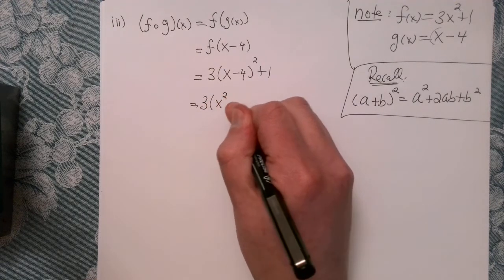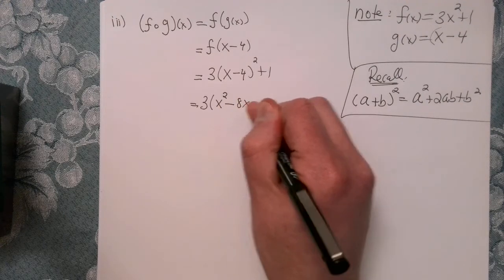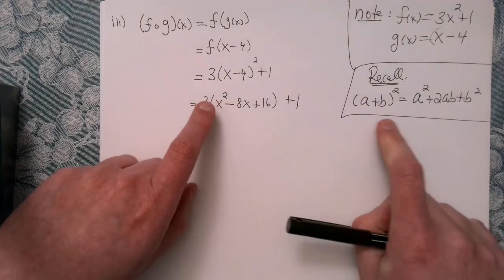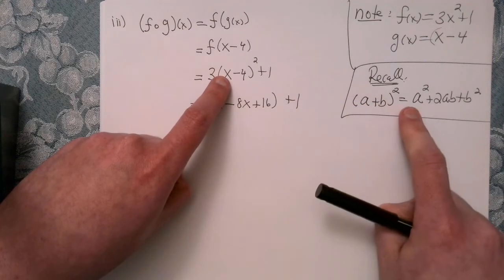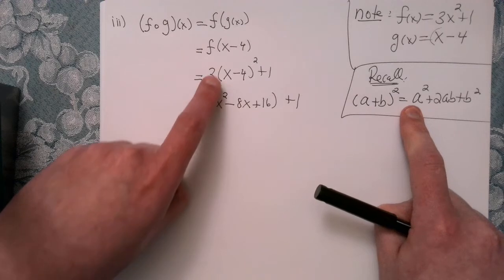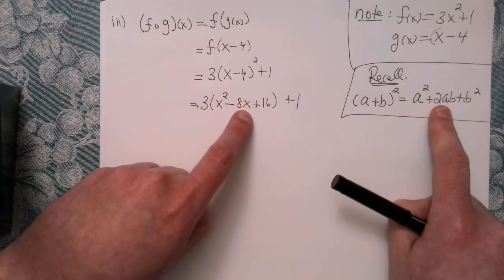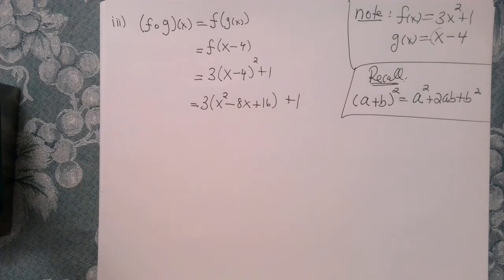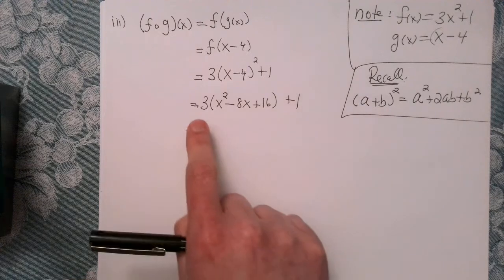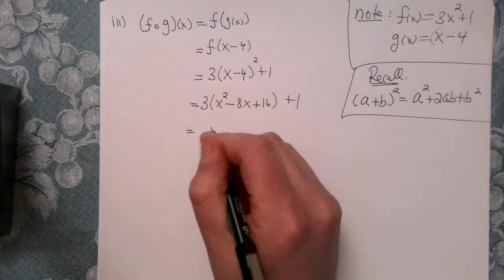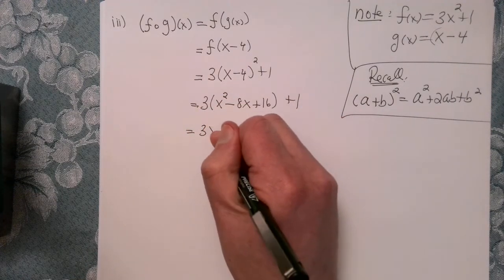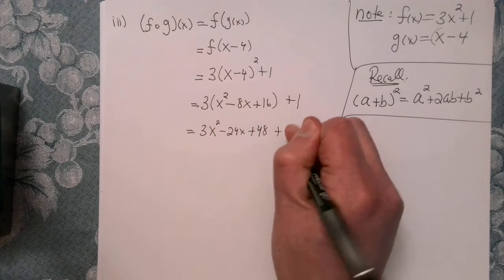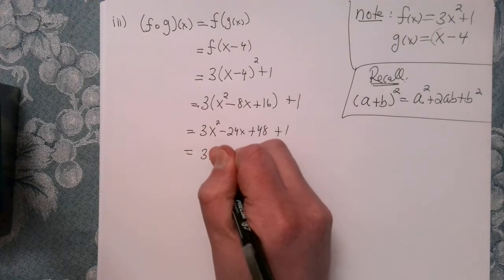So that's going to give me x squared minus 8x plus 16 plus 1. So you can see a squared, double the product of the inside, and then minus 4 squared. Okay, let's go ahead and distribute the 3. If I distribute the 3, I get the following. So it looks like I get 3x squared minus 24x plus 48 plus 1, just combine like terms.